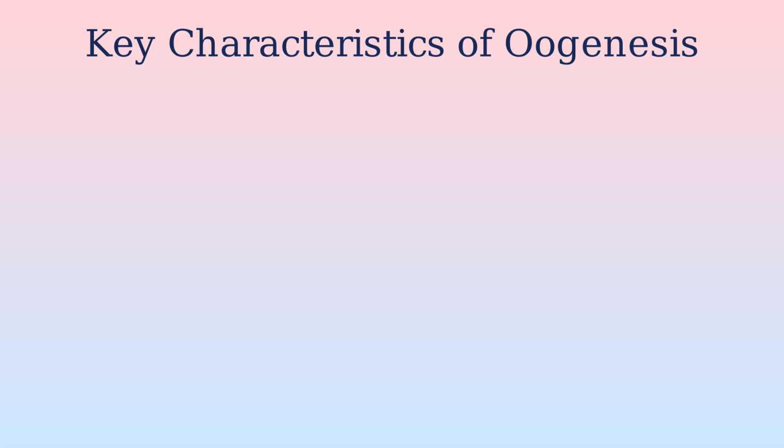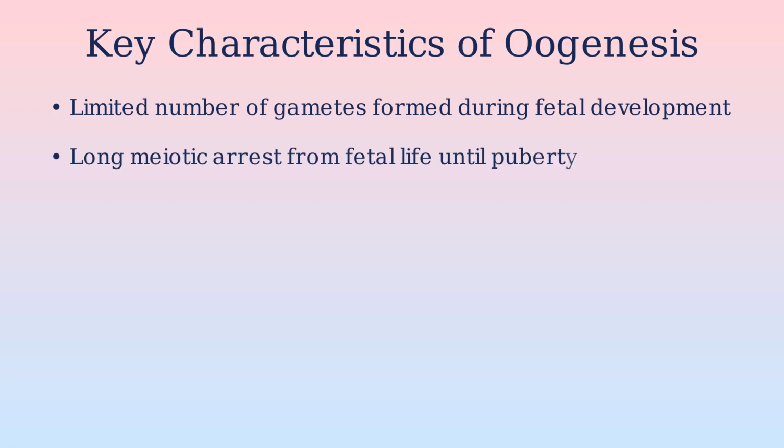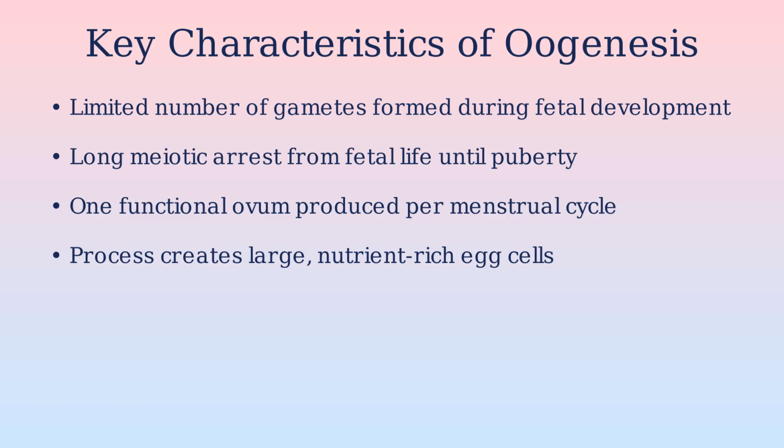To summarize, oogenesis has several unique characteristics that distinguish it from male gamete formation. Unlike spermatogenesis, oogenesis produces a limited number of gametes, all formed during fetal development. These primary oocytes remain in meiotic arrest from fetal life until they're activated during puberty. During each menstrual cycle, typically only one functional ovum is produced. The process results in large, nutrient-rich egg cells capable of supporting early embryonic development.